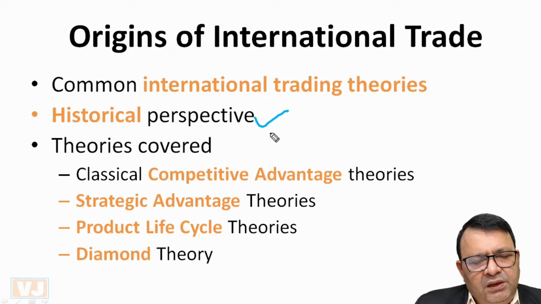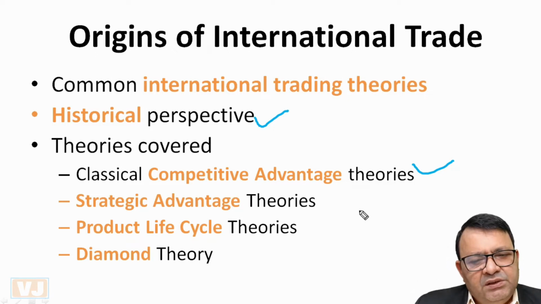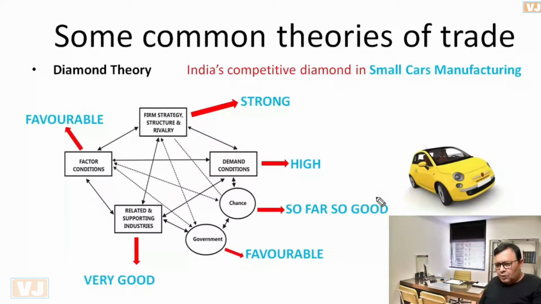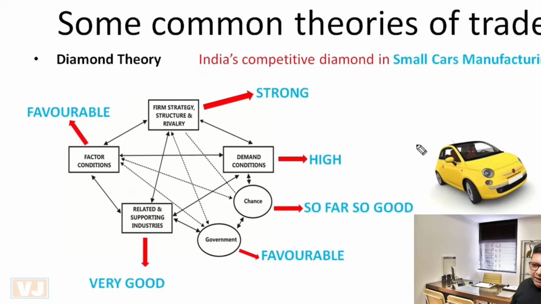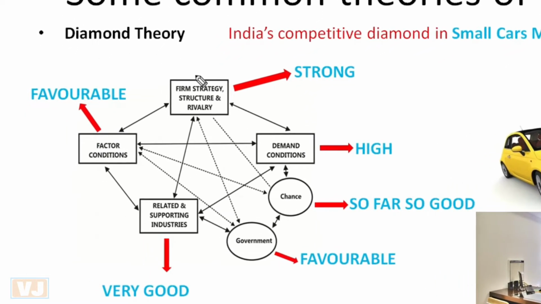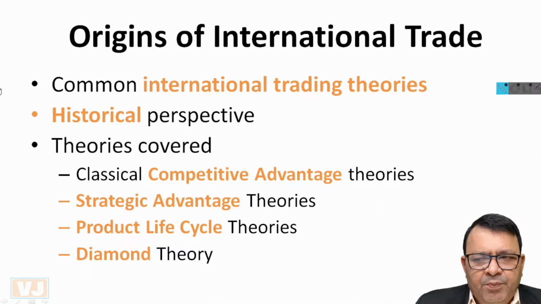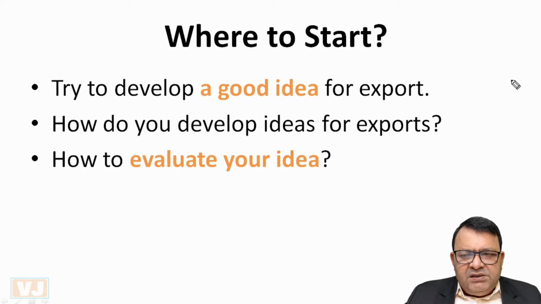So the different theories which were suggested have been covered, which includes theories like classical competitive advantage theories, classical strategic advantage theory, the classical product life cycle theories, and very importantly, the most famous and most popular in current times, that is the diamond theory, which is also called the national competitiveness theory. So all these things are covered, which will give you a very good foundation for understanding the process of international trade.